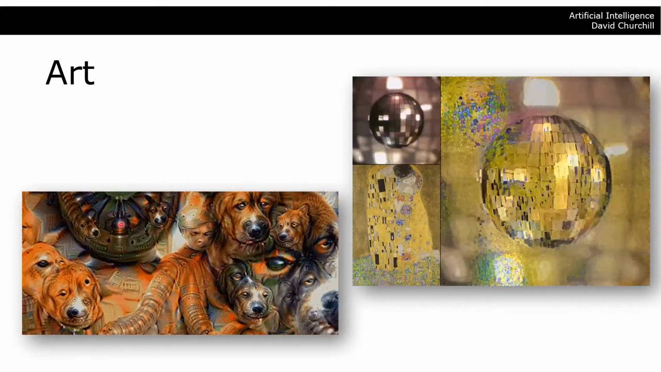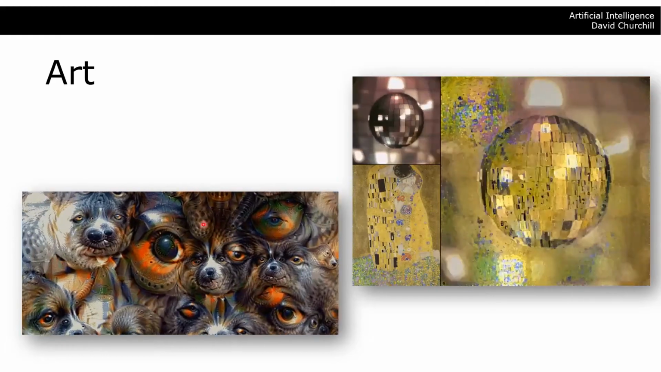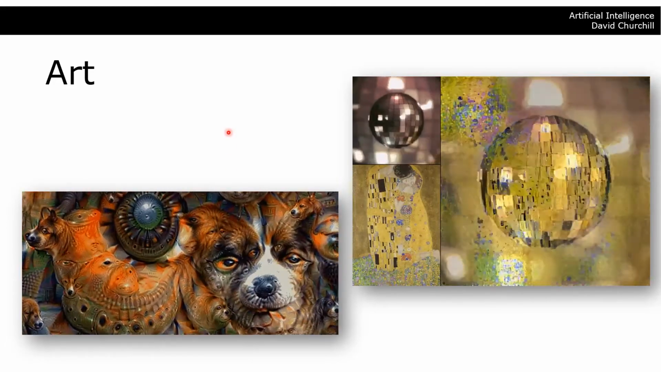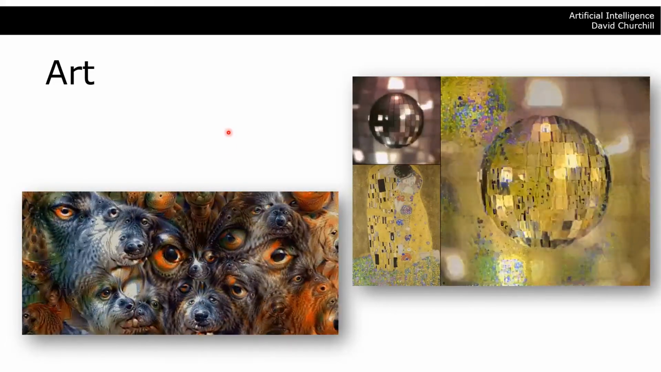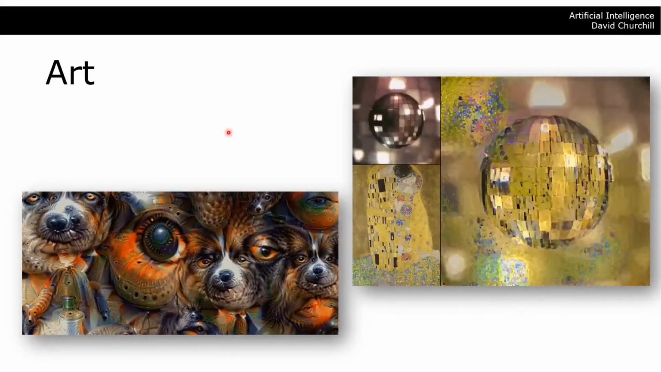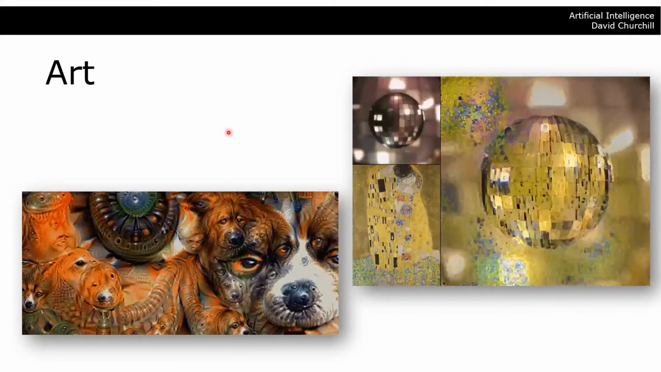On the left here, you see this nightmare fuel video which was created by the Google Deep Dream project, which is able to train a deep neural network on many images and then combine them in scary ways.